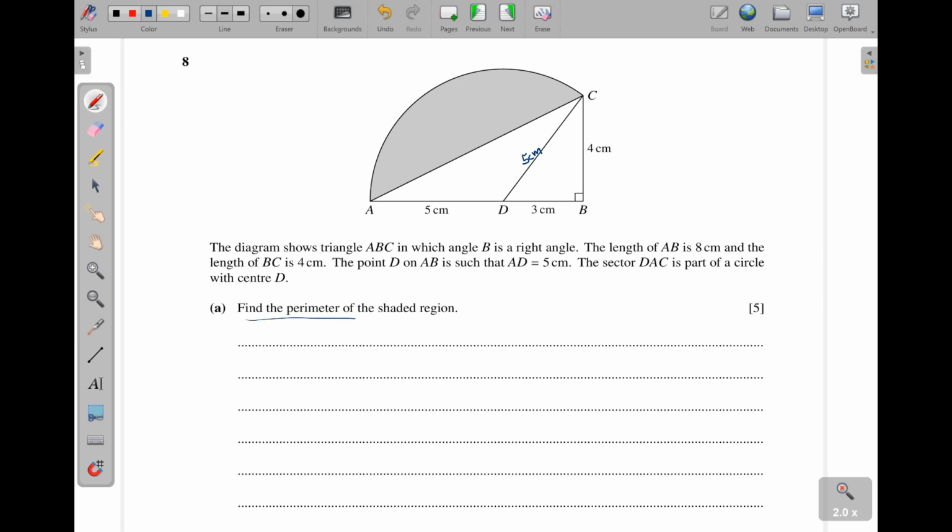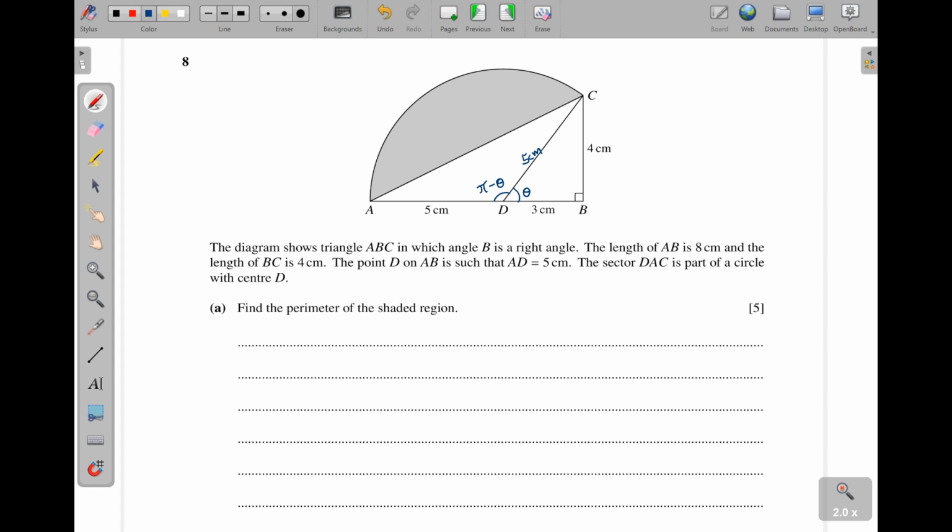Now they want us to find the perimeter of the shaded region. For the perimeter of the shaded region, we shall need this AC here, and also this arc length AC. But to get this arc length, we need to get this angle here. So if I let this angle be, let's say, theta, then the one here is going to be 180 minus that theta. You see that? Pi minus the theta.